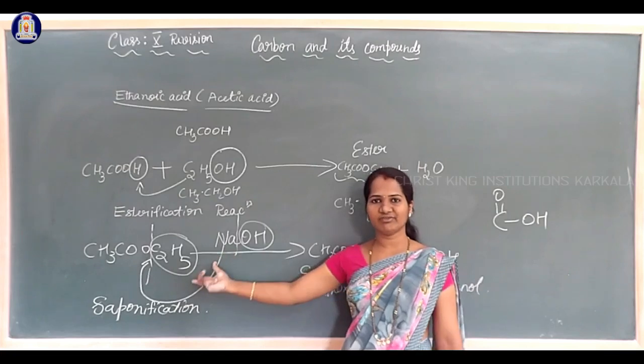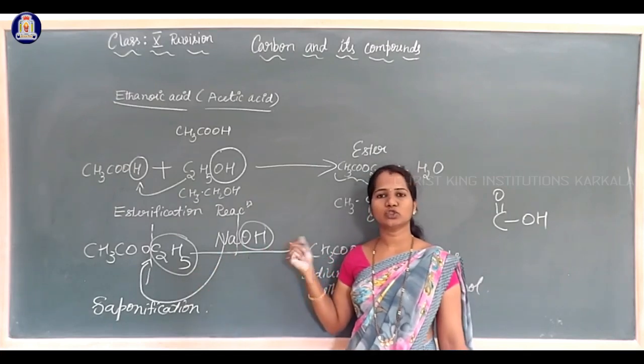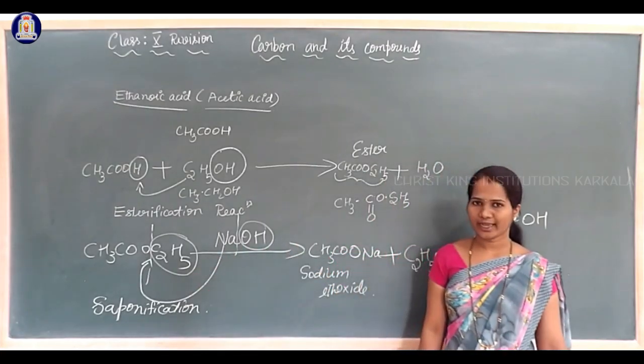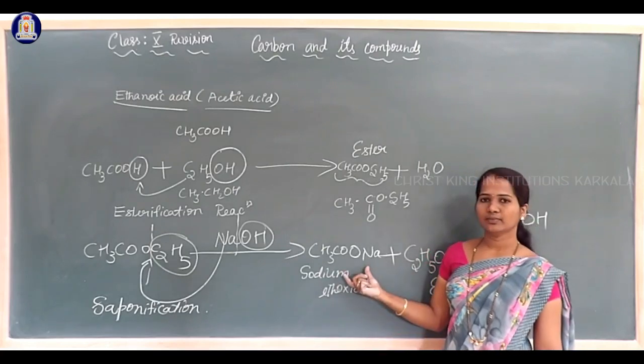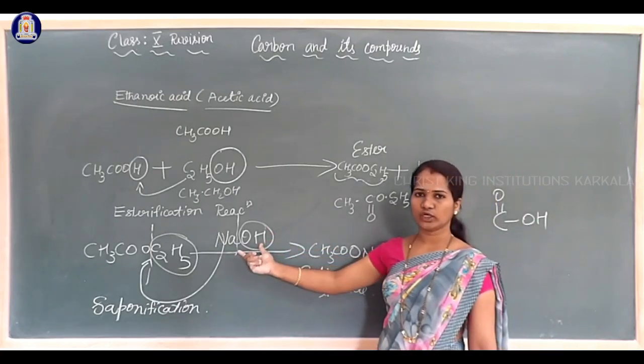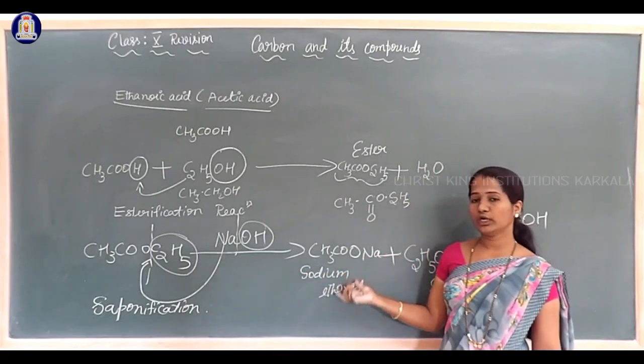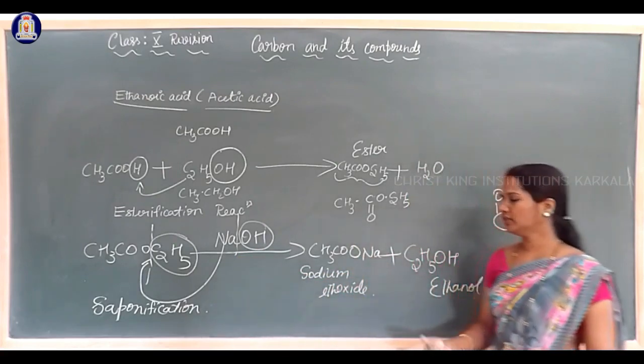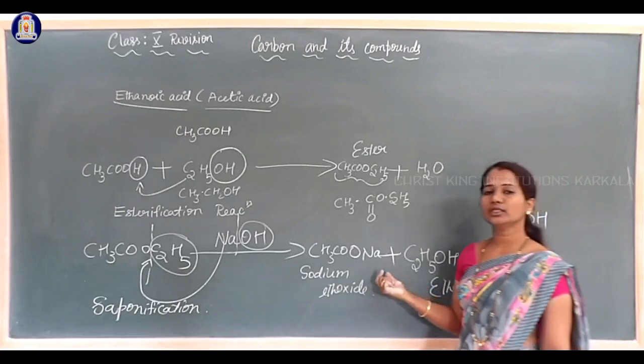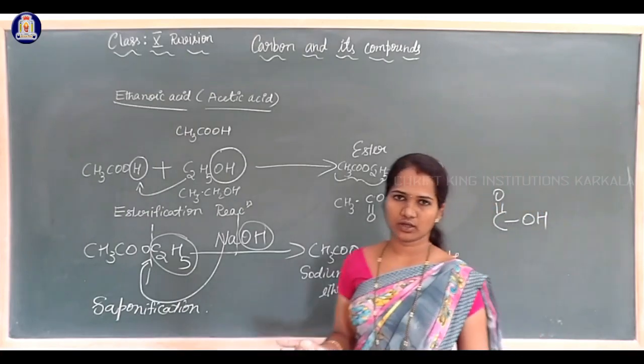Esters are treated with an alkali. It may be sodium hydroxide or potassium hydroxide. When it is treated with sodium hydroxide, we get sodium ethoxide along with ethanol. So the reaction is called saponification reaction.